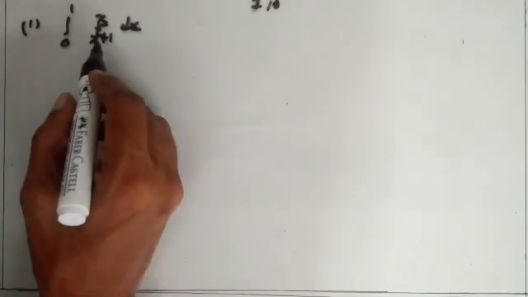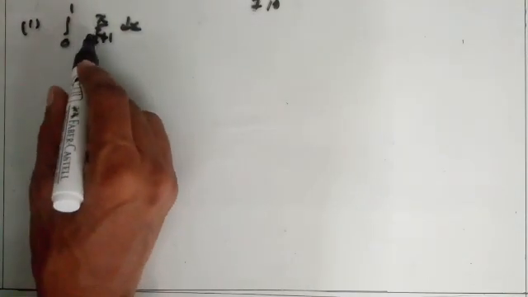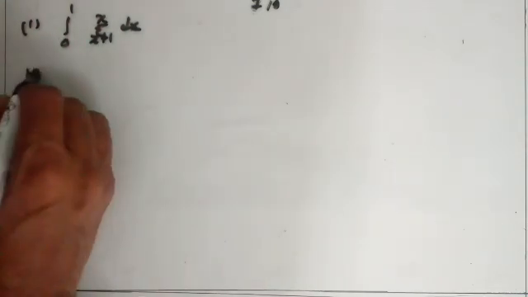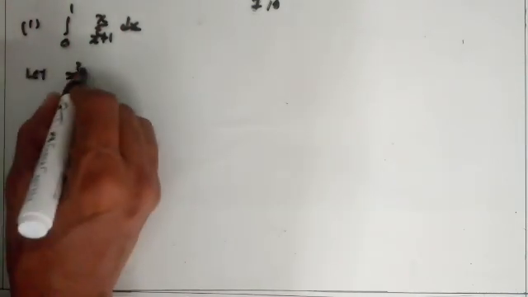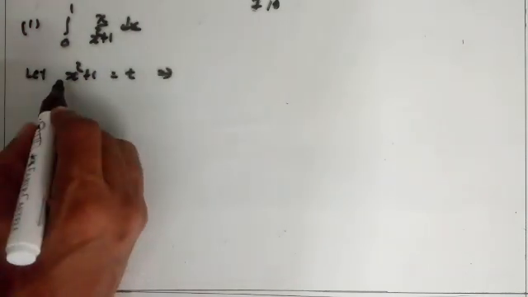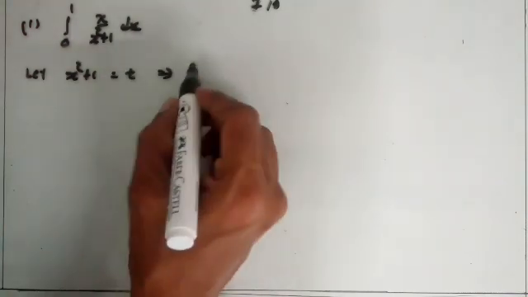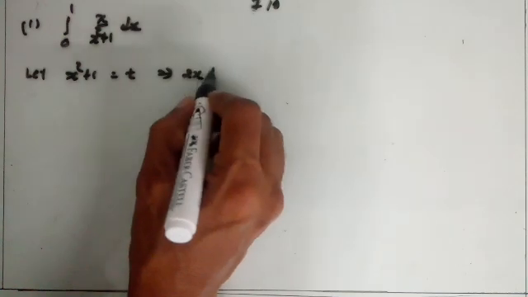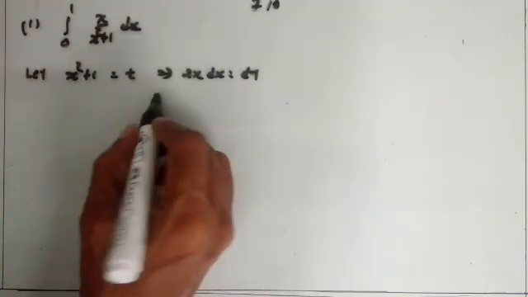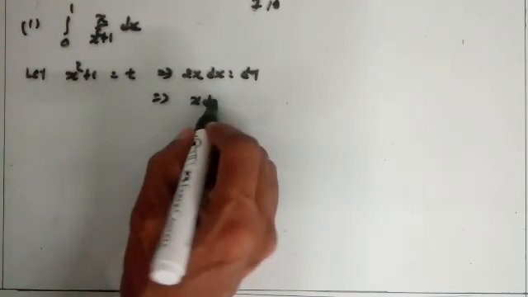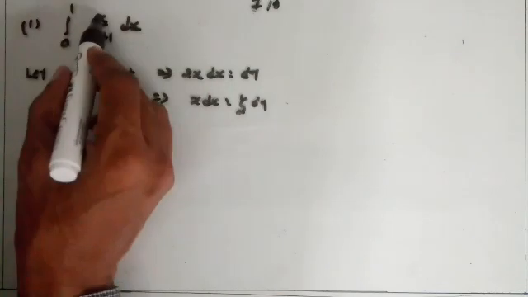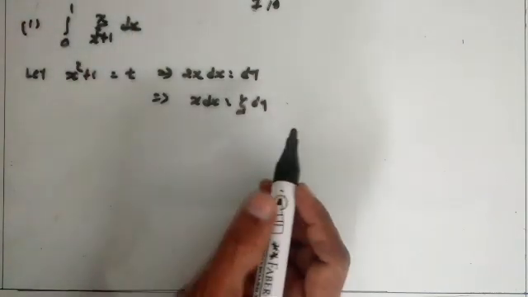Now look here. Here we substitute x square plus 1 is equal to t. Let x square plus 1 is equal to t. This implies the derivative, 2x dx, is equal to dt. Now taking this to the other side, we get x dx is equal to 1 by 2 dt. Clear? So x dx is equal to 1 by 2 dt.